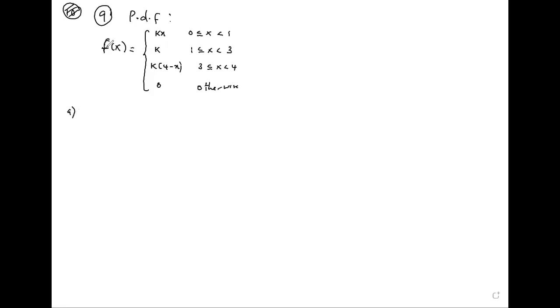So when the PDF is continuous, the way you find k is by integrating. If you integrate for all x the function f of x with respect to x, we must get 1. This implies that if we integrate from 0 to 1 the function kx dx, plus we integrate k from 1 to 3 dx, plus we integrate from 3 to 4 k(4 minus x) dx, we must get 1.